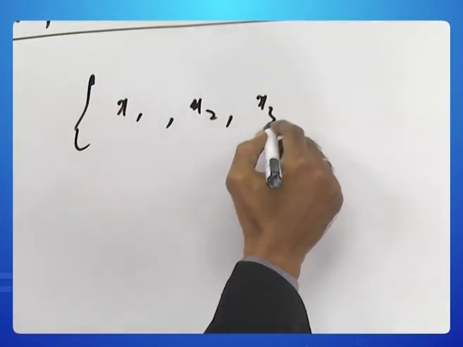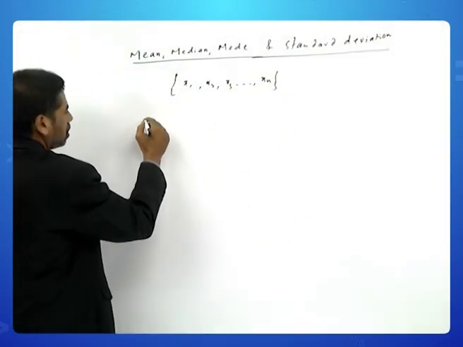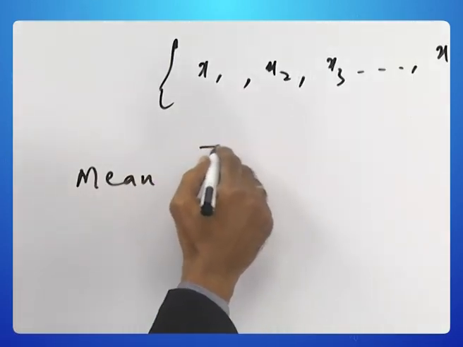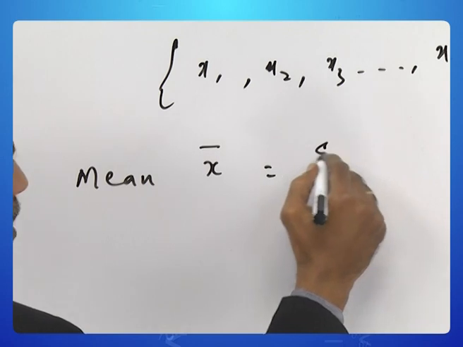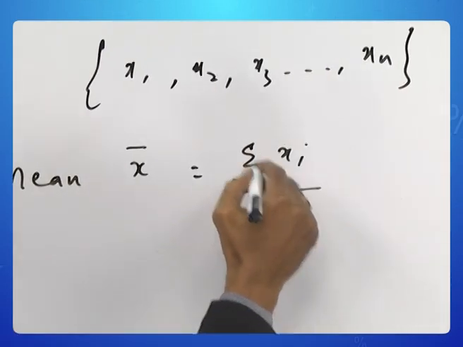x1, x2, x3 and so on xn, the mean, which we can denote as x bar, is the average of the numbers.